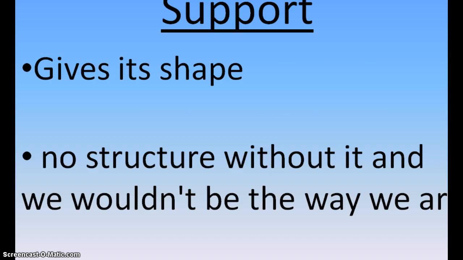What is the function of the skeleton? The function of the skeleton is support. The skeleton gives shape, size, and support. Without a skeleton, we wouldn't be able to meet the demands of everyday life and activities.